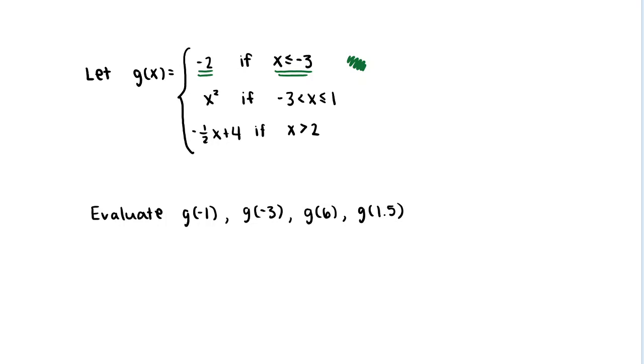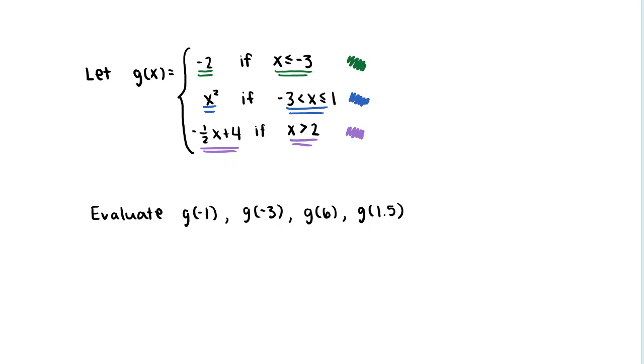And if our inputs are in this interval from negative 3, not including negative 3, to 1, we'll use this rule to compute our outputs. And the last rule that's included here says that if our inputs are greater than 2, then we'll use this rule to compute our outputs. Okay, so let's go ahead and determine these values.